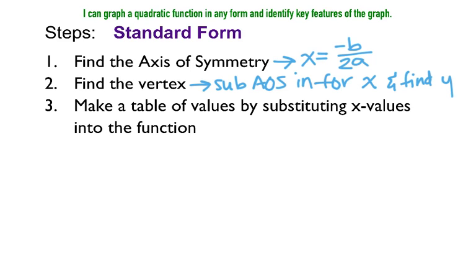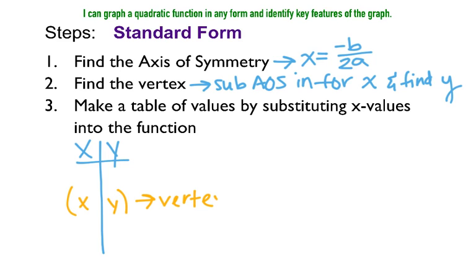And then we just need some other points on our table. So on our graph, we can make a table. Remember, we want our vertex to be in the middle. And we can just choose some other x values to the left and to the right of that number. And one thing we want to remember is that the y-intercept for every equation in standard form is always 0, whatever that c value is.